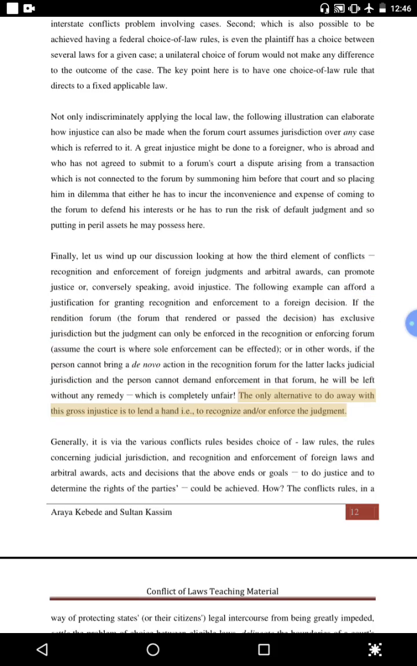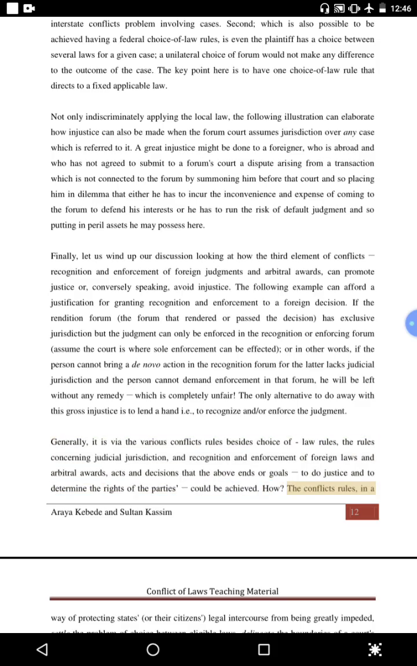The only alternative to do away with this gross injustice is to lend a hand, i.e., to recognize and or enforce the judgment. Generally, it is via the various conflicts rules, besides choice of law rules, the rules concerning judicial jurisdiction, and recognition and enforcement of foreign laws and arbitral awards, acts and decisions, that the above ends or goals, to do justice and to determine the rights of the parties, could be achieved.